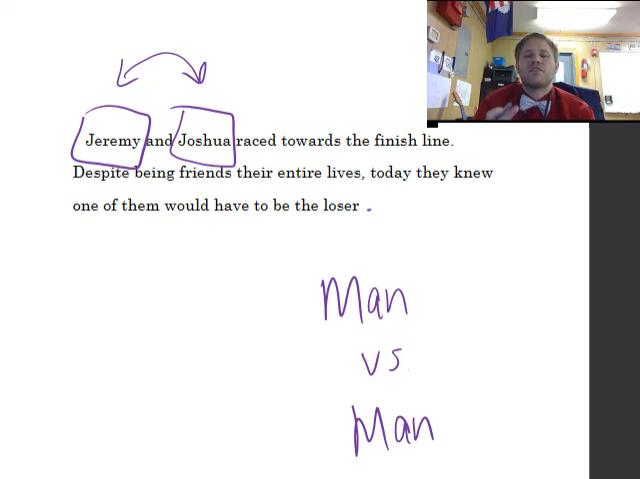So man versus man is two characters, usually human beings, but sometimes, especially in movies, your main characters might be animals or that kind of thing. But you have one major character going against another major character.